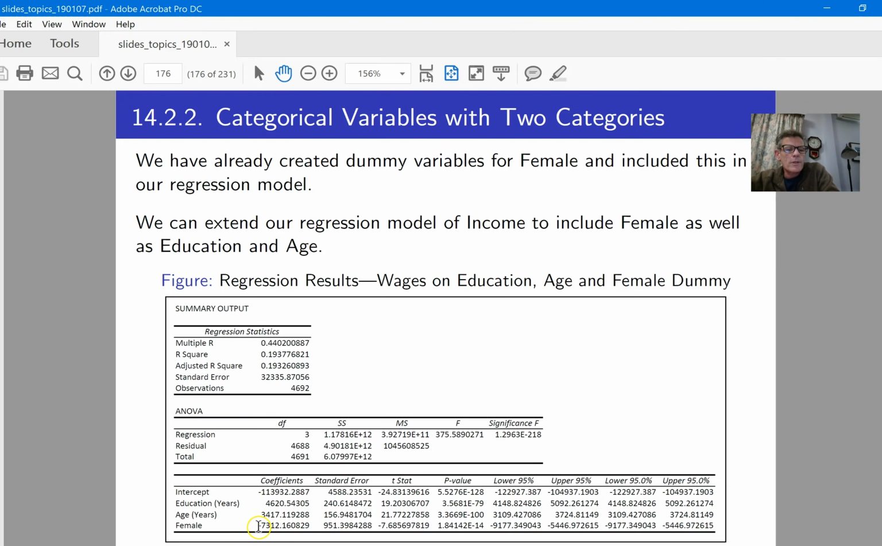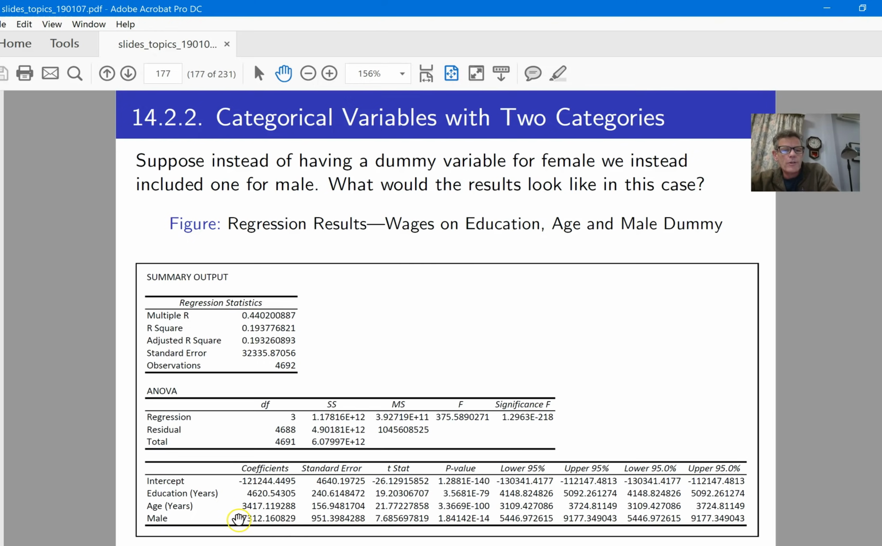Because remember, this was the difference between females and males, and we're saying females are 7312 less than men for people with the same level of education and age. This is the difference between males and females. So if women on average earn 7312 less than men, then this statement says men on average earn 7312 more than women. So it's the mirror image statement, and it's exactly what we should have got, having controlled for education and age. So that's just a little thing you get.